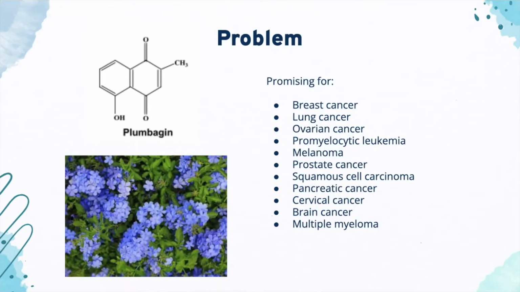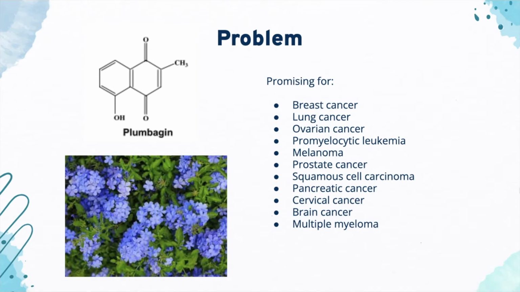So the problem. This is plumbagan and its structure. It is a 1,4-naphthoquinone and it is derived from the plant plumbago. It's a proven anti-cancer compound that exerts its effects on numerous pathways in numerous cell lines. Some of the cancers that plumbagan has been proven to inhibit include breast cancer, lung cancer, and leukemia, just to name a few.